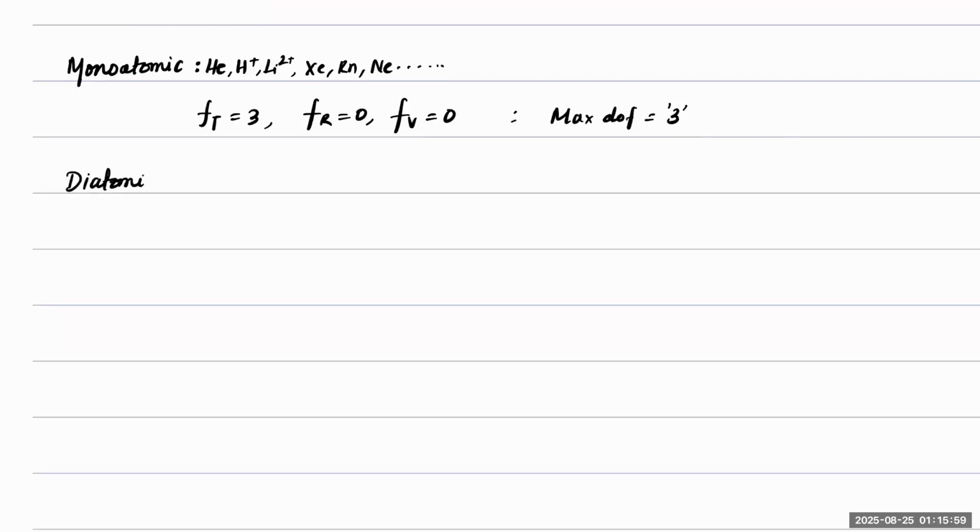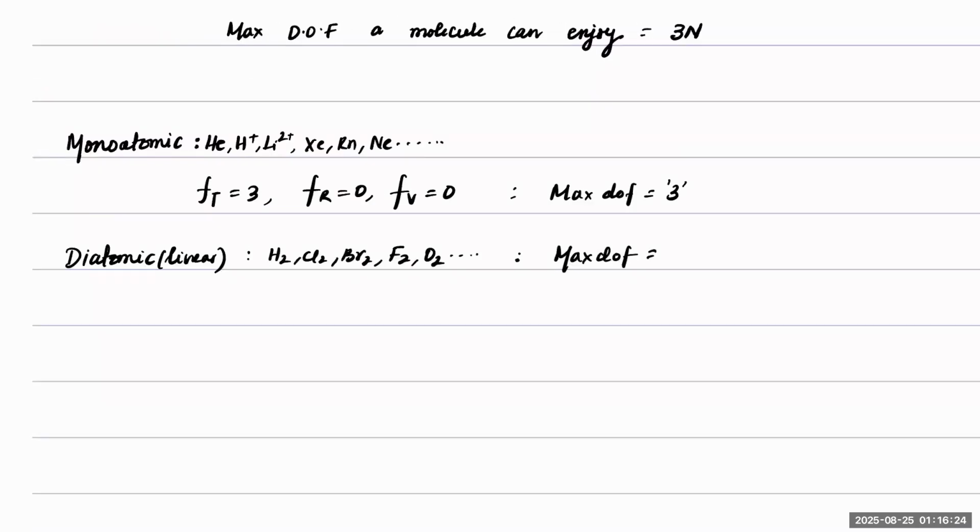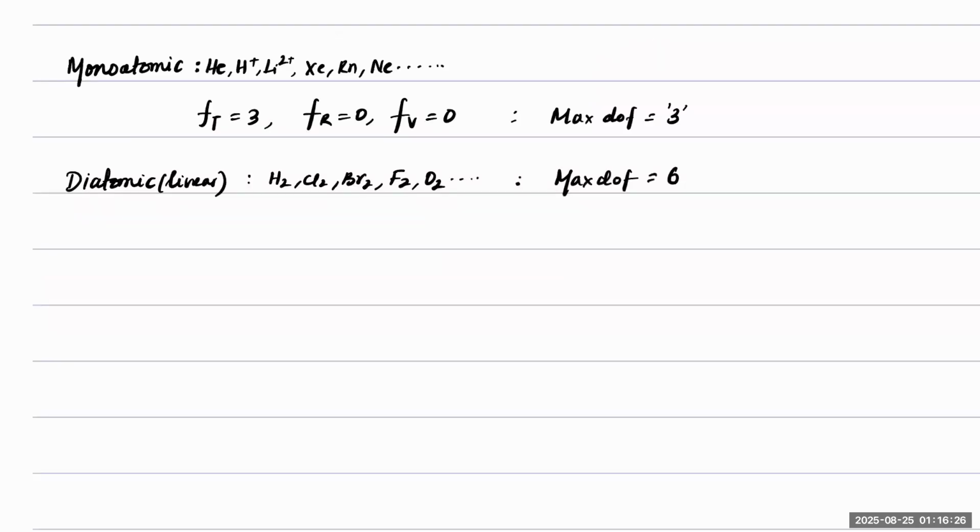diatomic means it is also linear. So if it is linear, something like H2, Cl2, Br2, F2, clear, O2, and any of these diatomic species. So in case of diatomic species, what is the maximum degrees of freedom it should enjoy? It should enjoy 6 degrees of freedom. But here you will notice that translational are definitely 3, rotational we found it as 2, and vibrational we found it as 1.